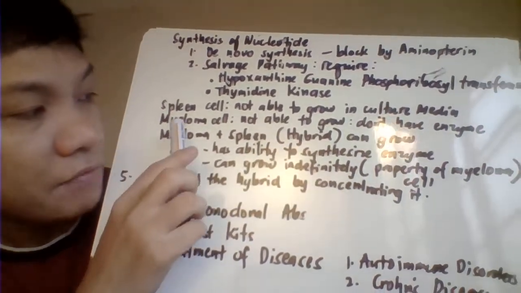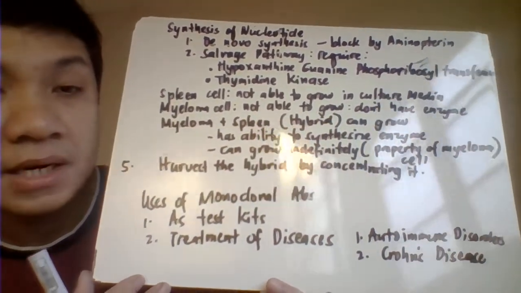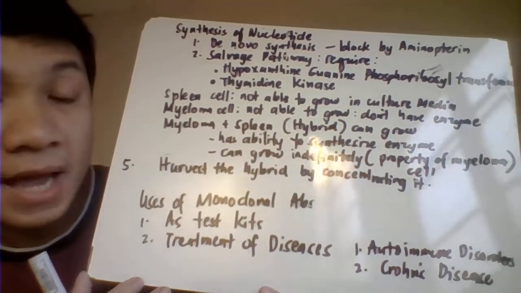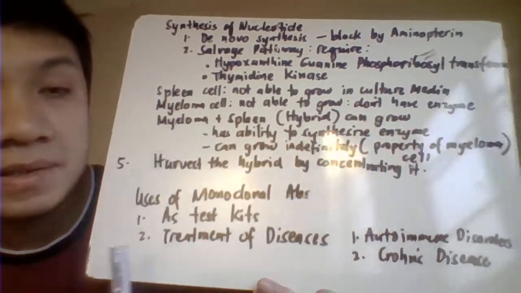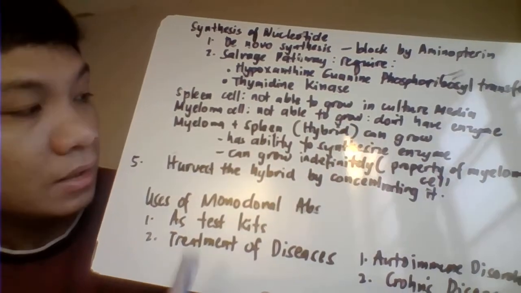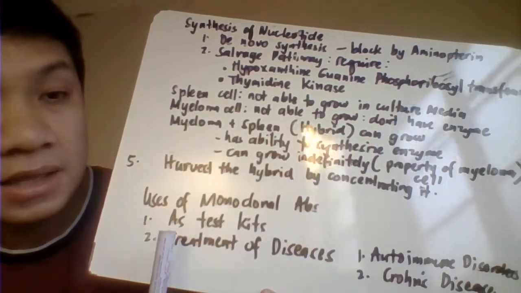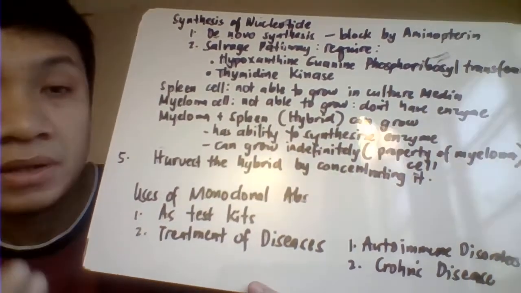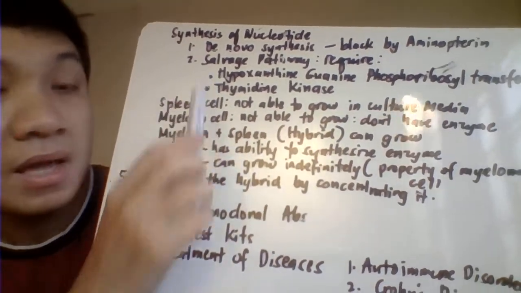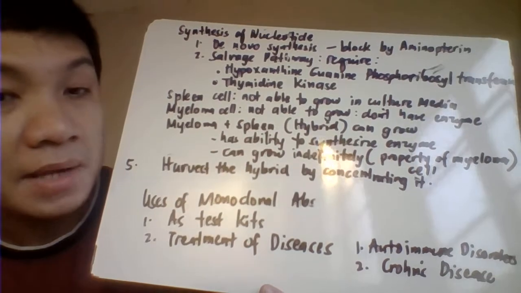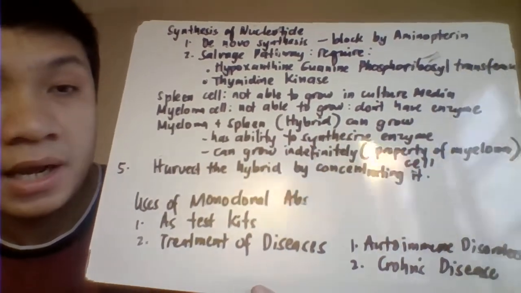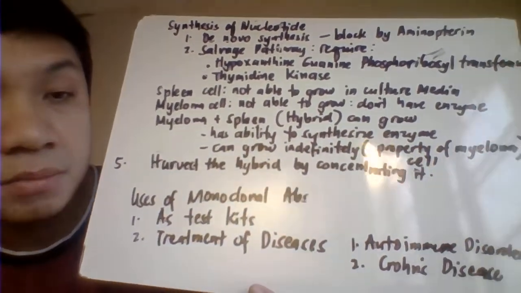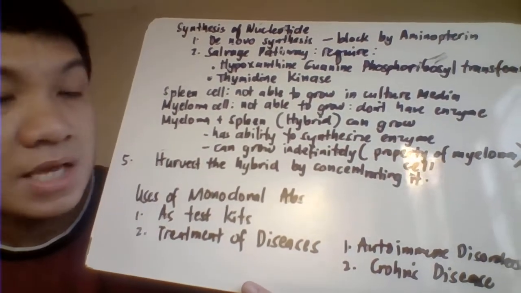But then again, if you have your myeloma cell, the myeloma cells here could not synthesize the enzyme. So, X din ang ating myeloma cells, of course, because they don't have the enzyme. Whereas our hybrid, the combination of our myeloma cell and our spleen cell can synthesize the enzyme. And therefore, they can produce new nucleotides, and therefore, they are able to grow in our HAT culture media. So, after that one, you just need to harvest.